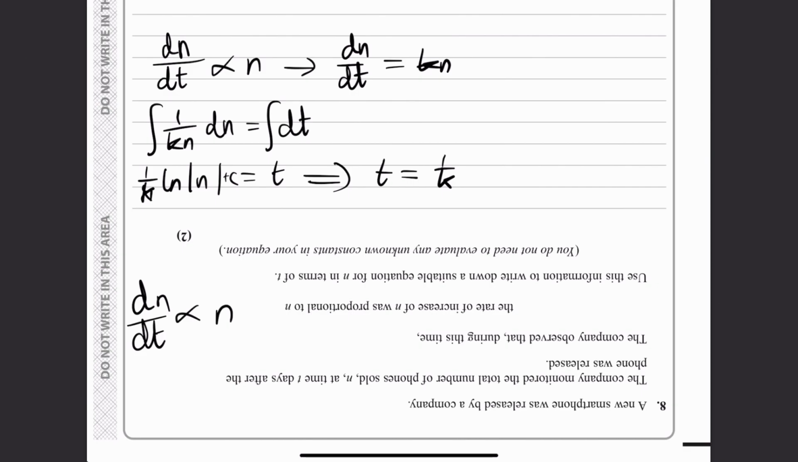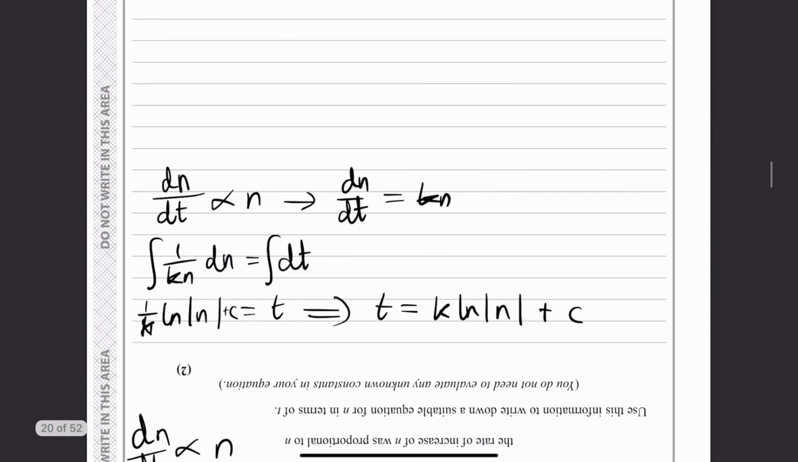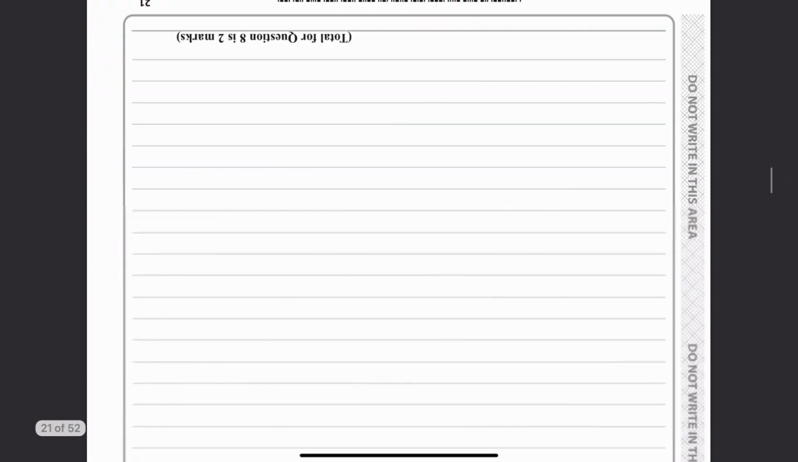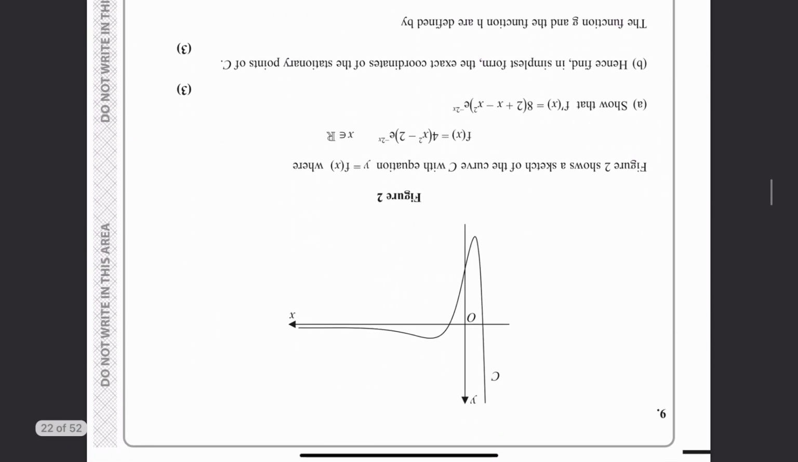So I might just leave it like this. I might just put k like that. k times the natural log of N. I believe N is always going to be positive, so the absolute signs don't really matter. And then plus c. So, pretty good, I think. That was fine. Okay. That is my suitable equation. Okay.